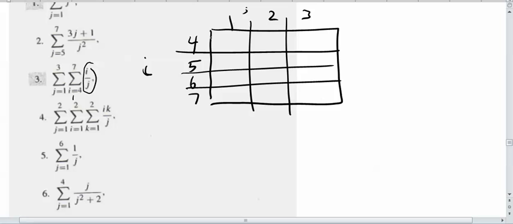So I over J: 4 over 1 is 4. 4 over 2 is 2. 4 over 3 is 4/3. Then 5 over 1 is 5. 5 over 2 is 5 over 2. 5 over 3 is 5 over 3. Then 6 over 1 is 6, 6 over 2 is 3, 6 over 3 is 2. Then 7 over 1 is 7. 7 over 2 is 7 over 2. 7 over 3 is 7 over 3. And then I add all these things up. So you see, I made this little table here.